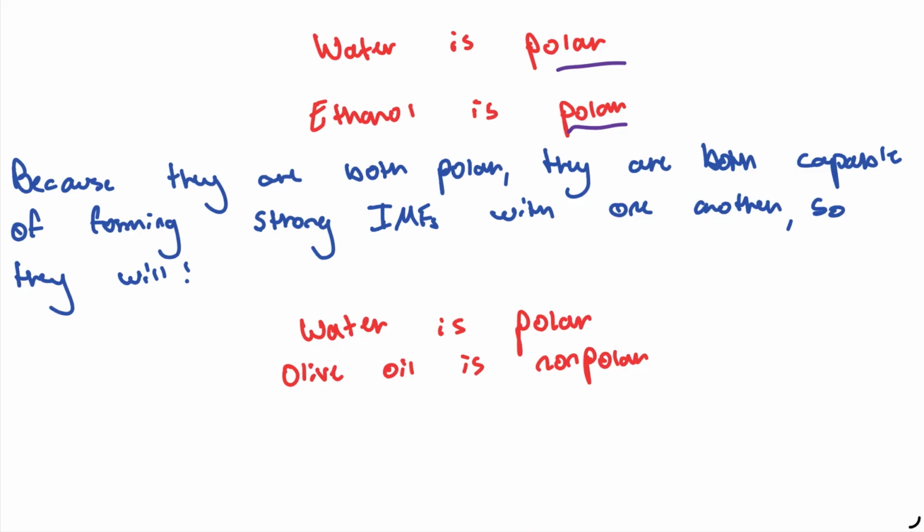This is just the nature of IMFs. And so would the water rather form strong hydrogen bonds with other water molecules or weak bonds with the oil molecules? Of course, they're going to want to form stronger hydrogen bonds with other water molecules. There is no reason nor force of attraction that is driving water molecules to form IMFs with oil molecules. And so the solutions will not dissolve into one another, they will not mix.